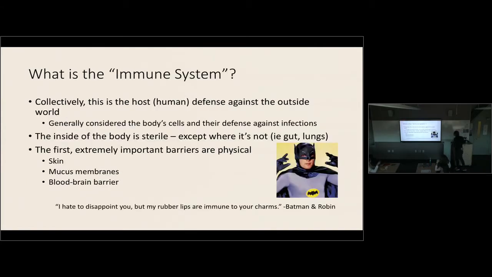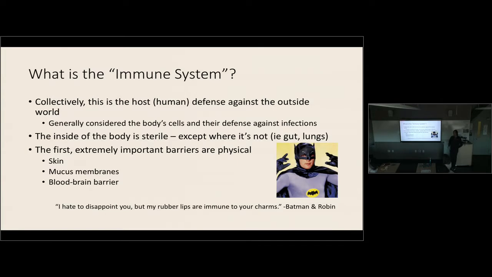All right, so what is the immune system? This is a really broad topic. In general, it's everything our body does to try and keep the inside of our body sterile. And we usually think of our body as being sterile, and that's not exactly true, right? Because we have a gut system, which is this tube, and we have to be able to process nutrients and foods and things like that. So really, that's a very unsterile place on the inside of our body.